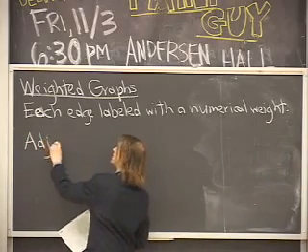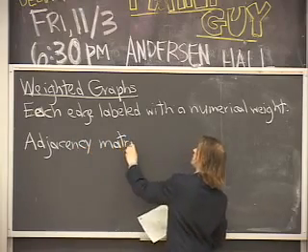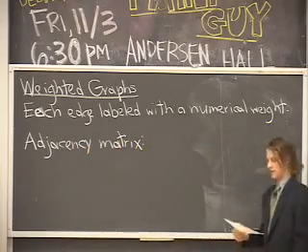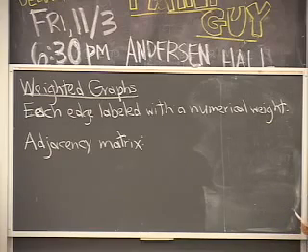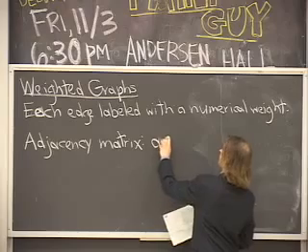So how do you represent one of these things? It's pretty easy. In an adjacency matrix, instead of just using an array of Booleans, you can use an array of ints or doubles.